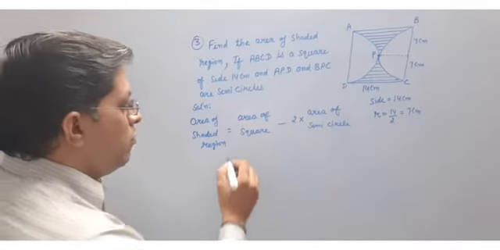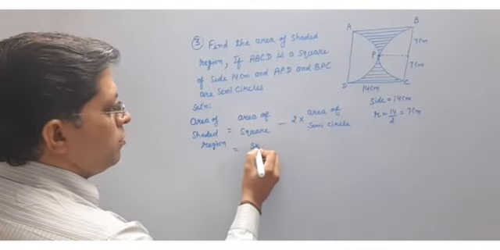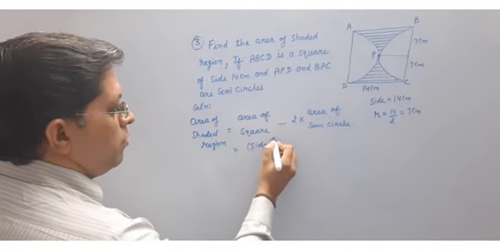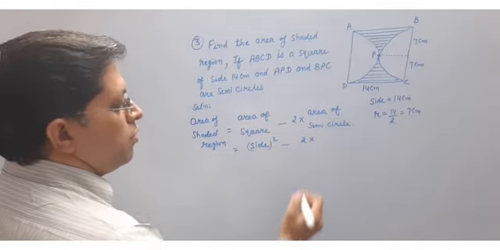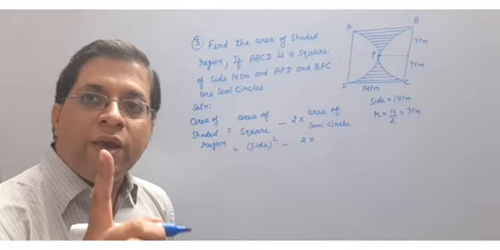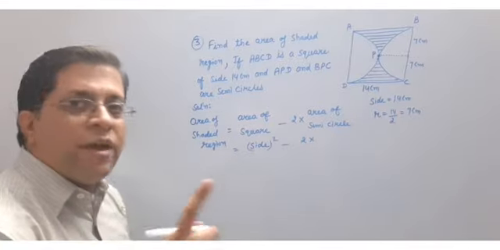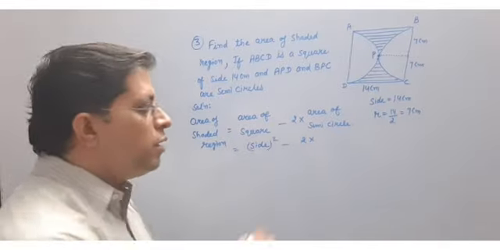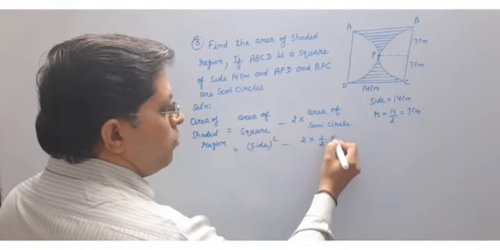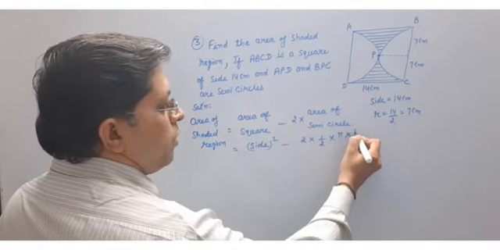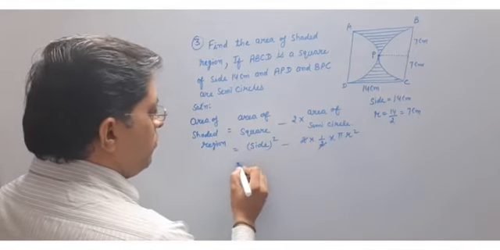Okay, what is the area of the square? Side square. The area of the semicircle is 2 into pi r square upon 2. Okay, I can say 1 upon 2 pi r square. So pi cancels with pi.